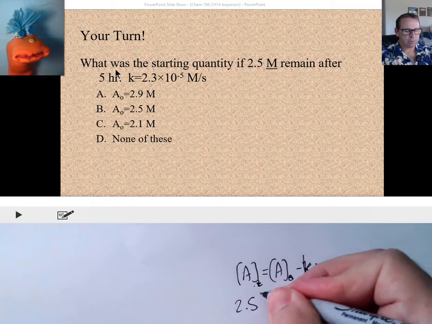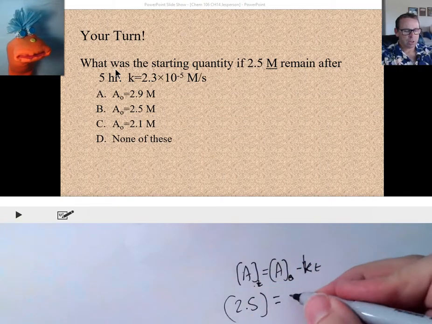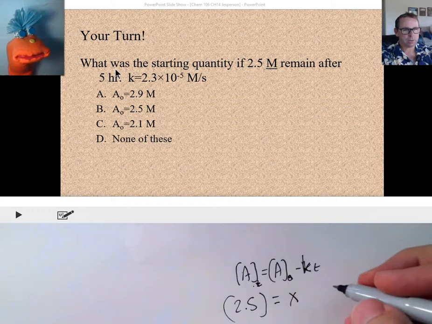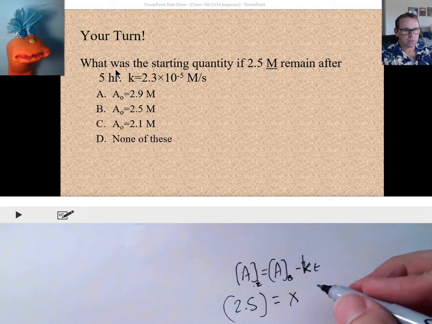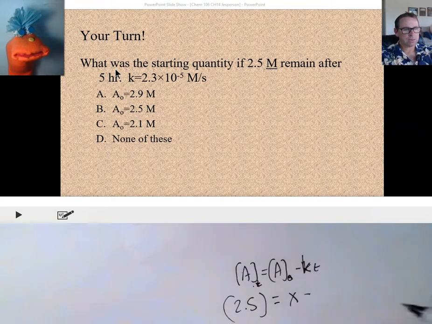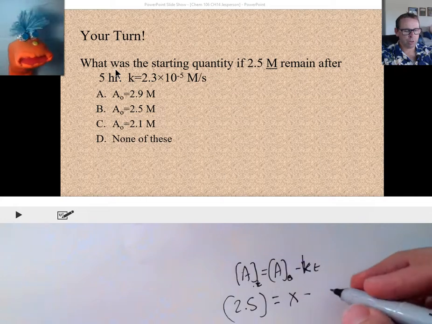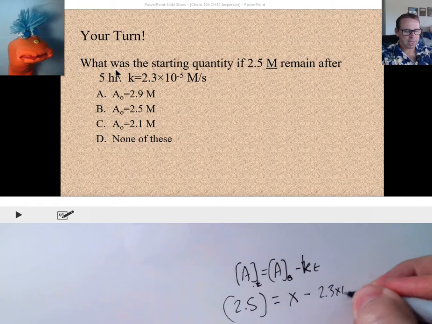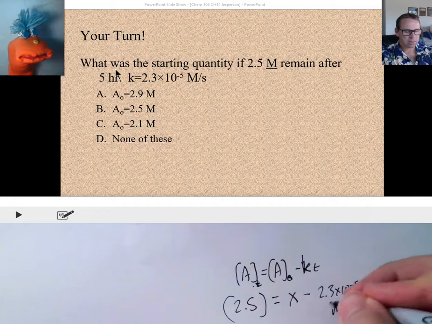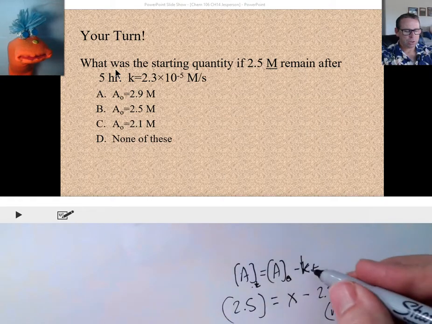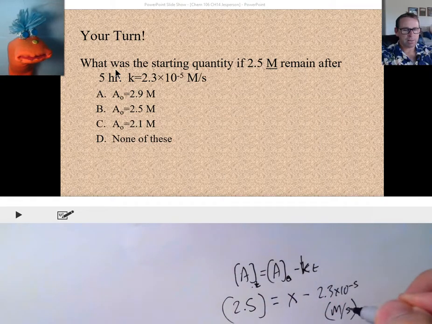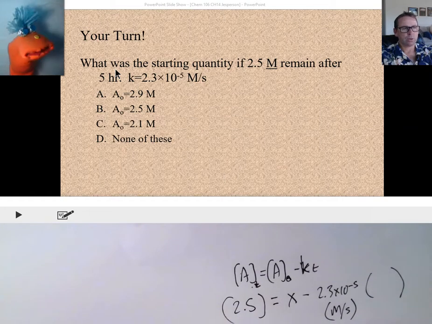So 2.5 equals, and we're trying to find out how much we started with. All right, and then the rate? 2.3 times 10 to the minus 5, and that's molar per second, right? And so we write the units down there because we need to make sure then that our time is in what? Oh, seconds.